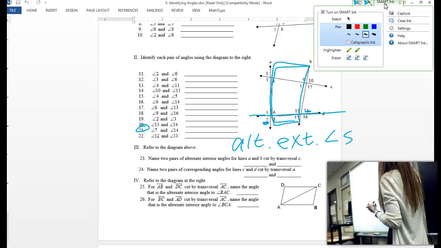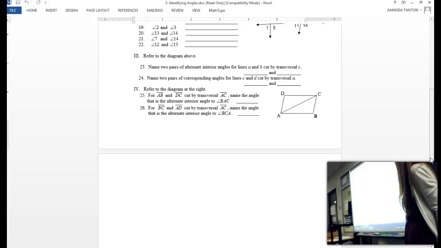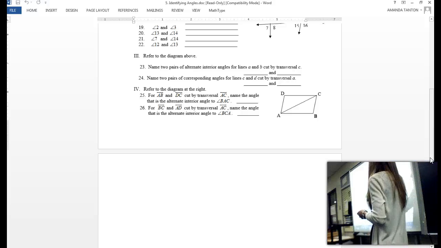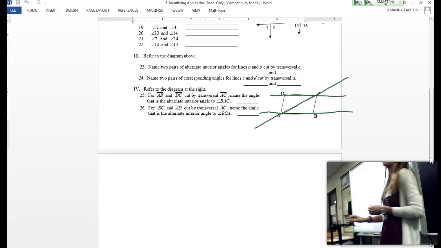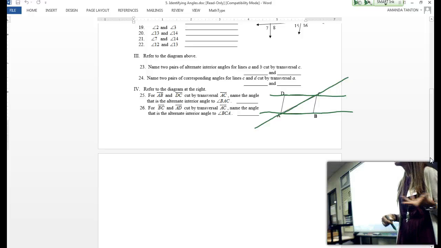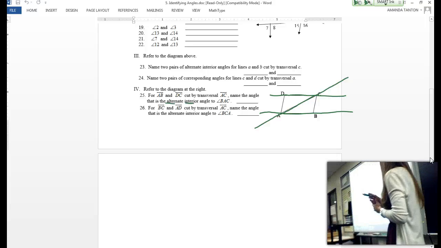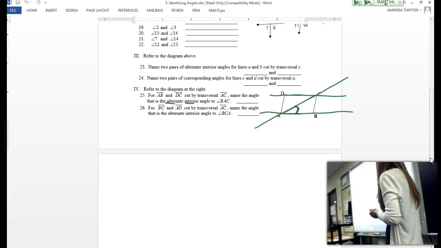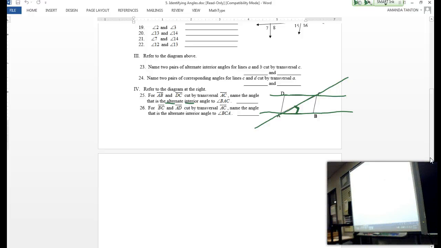Okay, what about the bottom? I'll do one of them at the bottom. That's 25. 25, thank you for asking. For AB and DC cut by transversal AC, you know what I like to do? Extend the line so they start to look like all the other pictures we've seen. Make them look like your prior knowledge, what you already know. Name the angle that is alternate interior to BAC. I would mark that with an arc. That's BAC. So we need to go to the alternate side of the transversal, but we want to stay inside the house because it's interior, right? So go to the alternate side and stay interior. There it is. And now all we have to do is name it.